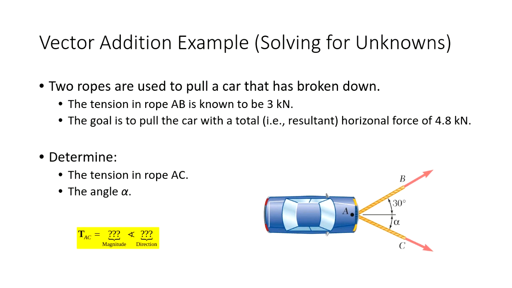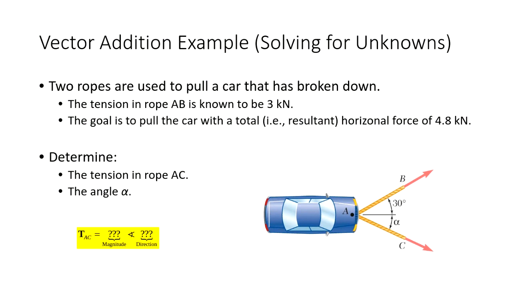What's the goal? The goal is to pull the car with a total horizontal force of 4.8 kilonewtons. So I've got the tension in rope AB, I'm pulling it with rope AB, but I'm also pulling it with rope AC. And what I know is I want the resultant to be 4.8 kilonewtons, and I want it to be horizontal. So now I know the resultant: 4.8 kilonewtons at 0 degrees. So now what we're trying to figure out is the tension in rope AC, and that angle.